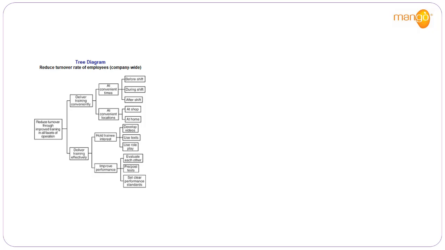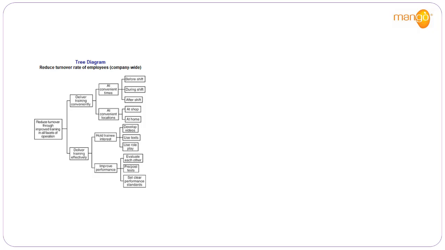The tree diagram splits off into deliver the training conveniently and then deliver the training effectively. So let's look at the convenience. When are you going to do that? At a convenient time and at a convenient location. So before, during, and after shifts, at the shop, or you could train people at their homes.